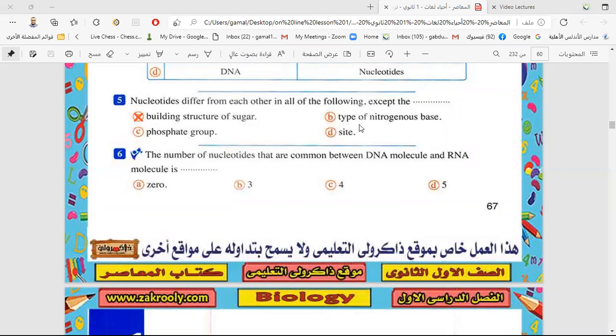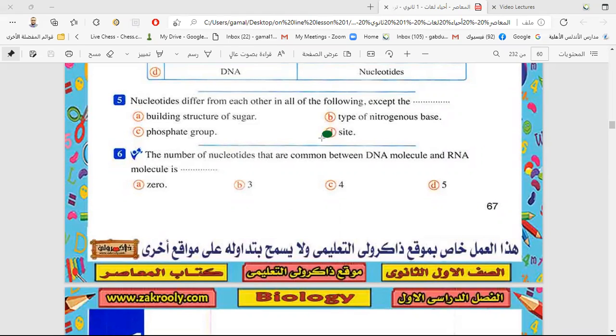Every nucleotide differs from each other in the type of nitrogenous base, so we will not choose the type of nitrogenous base. Every nucleotide has a phosphate group. So the correct answer will be what? The site. There is no difference in the site. Okay, the answer will be site. This is the correct answer.